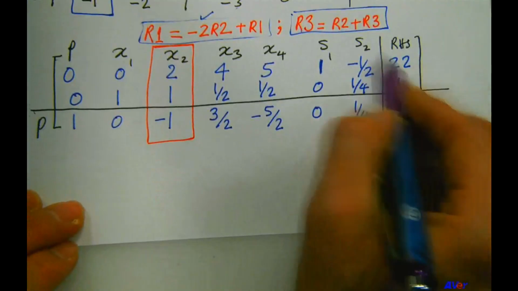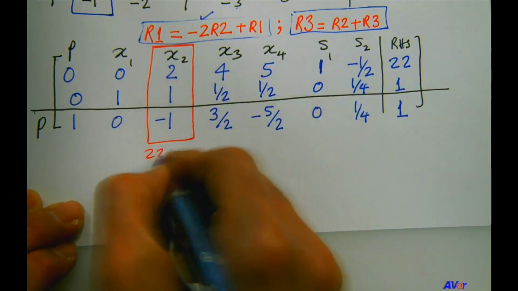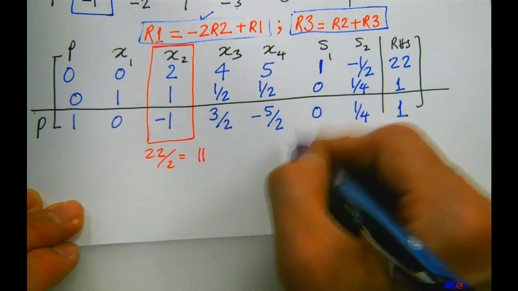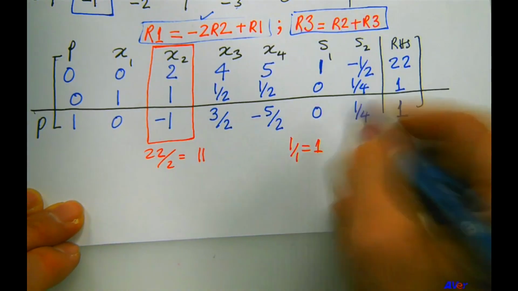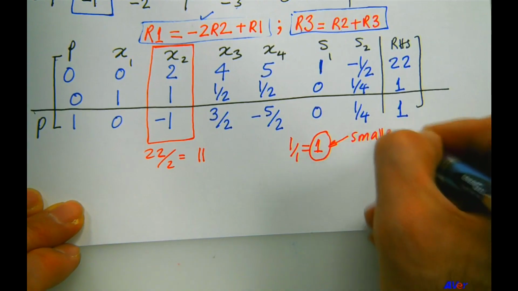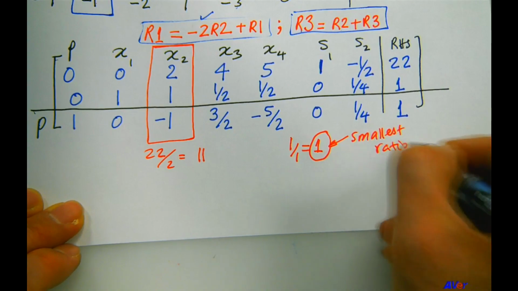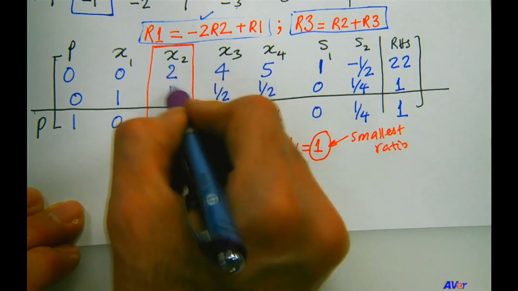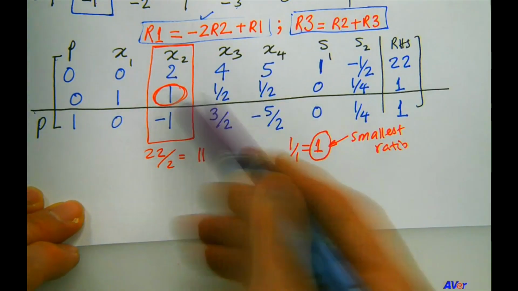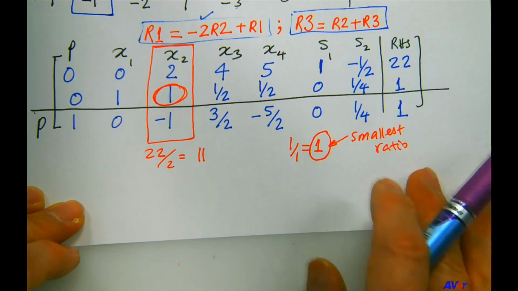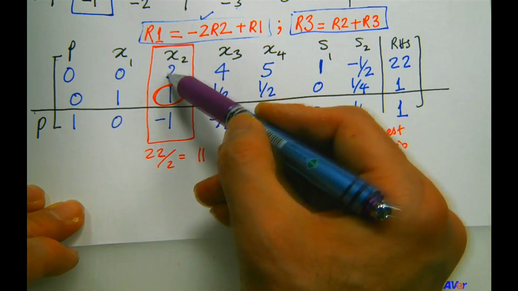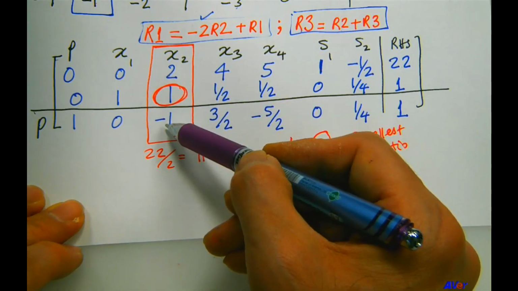So let's do that. 22 divided by 2 is 11. 1 divided by 1 is 1. Clearly, this is the smallest ratio. Which means this 1 is going to be our pivot element. And it's already 1, so it saves us one row operation. We don't have to do anything to this. We can simply convert the 2 and negative 1 to 0.